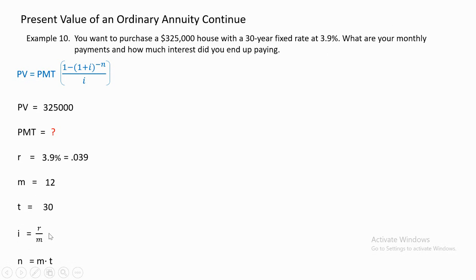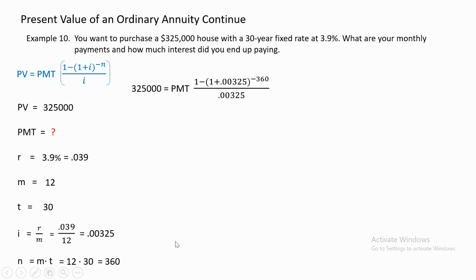The I will be R divided by N, which would be 0.039 divided by 12, and it will give us something like 0.00325. And the N will be N times T, which is 12 times 30, will give us 360. Let's plug everything into the calculator. There it is, into the formula. Now let's begin by using one steady flow of the calculator without pressing clear.